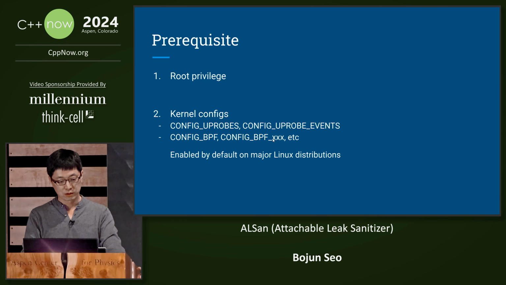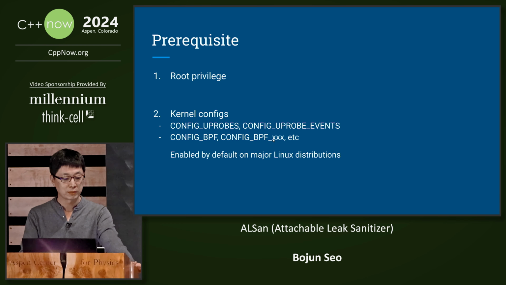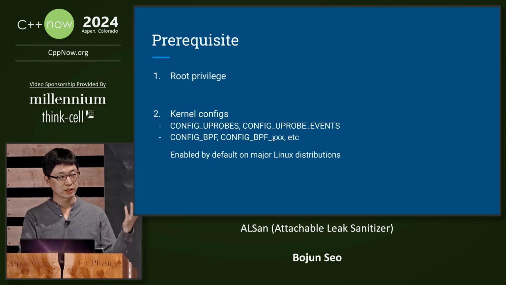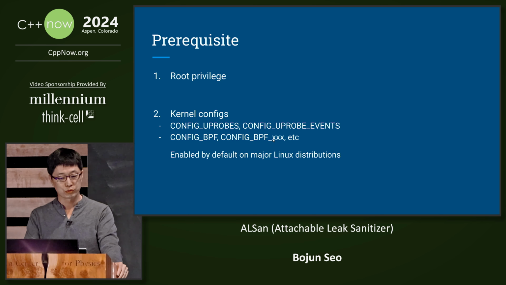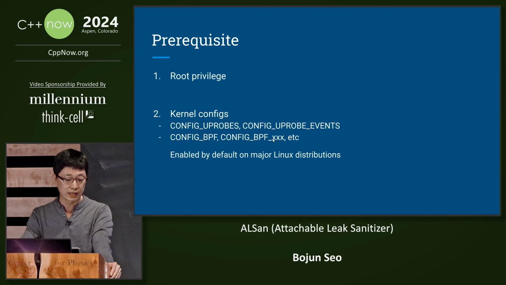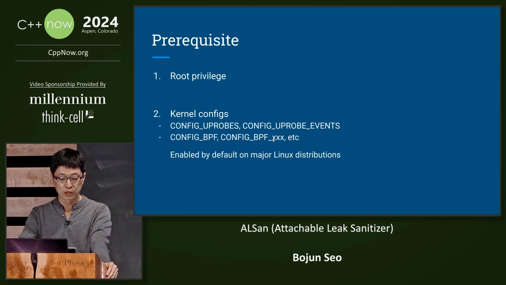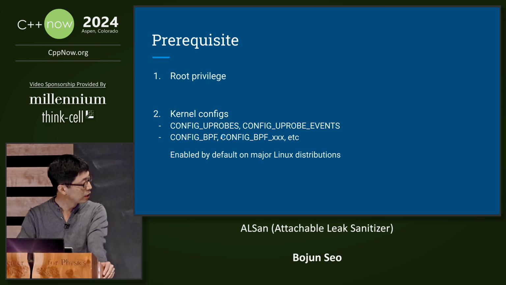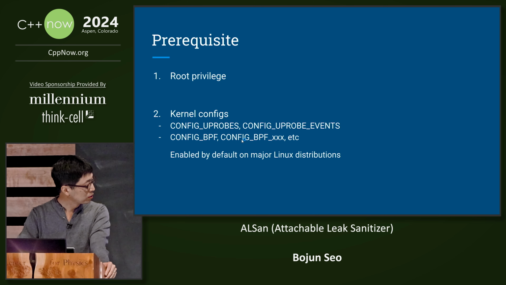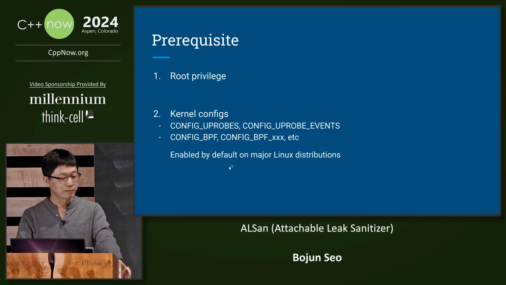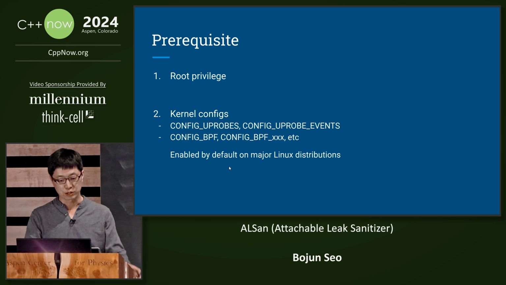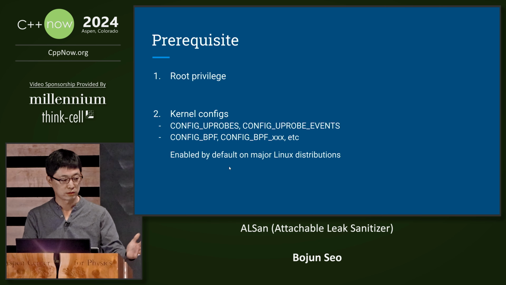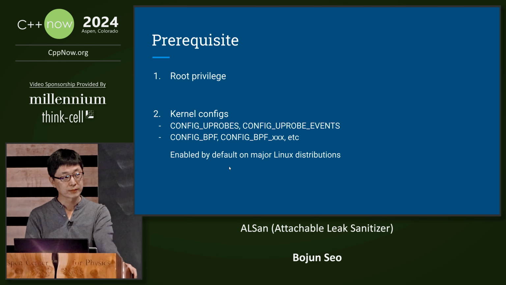And because of this powerful feature, it needs some requirements. First is root privilege, and the second is kernel configs to enable uprobes and to enable BPF. But it is enabled by default for major Linux distributions like Ubuntu.